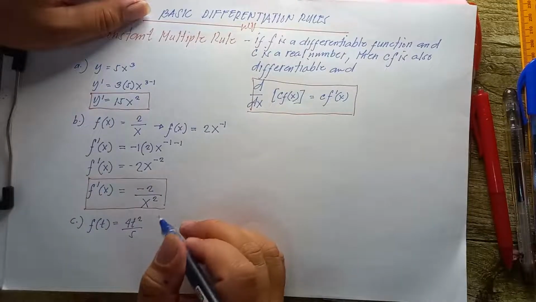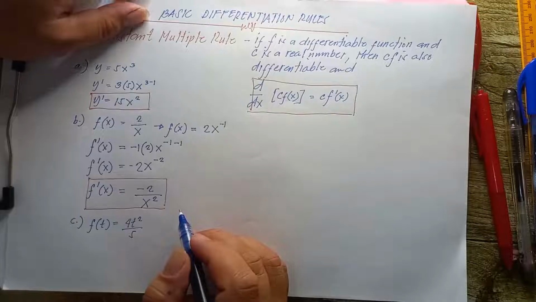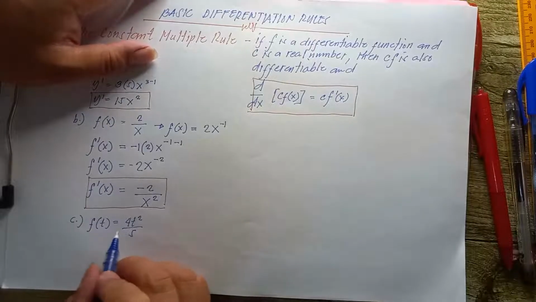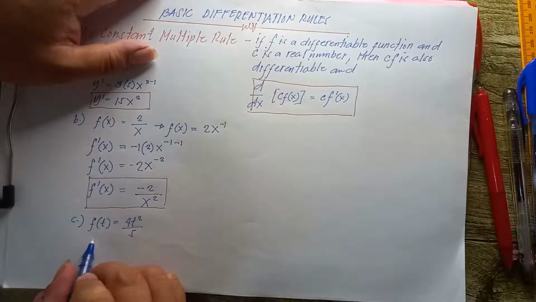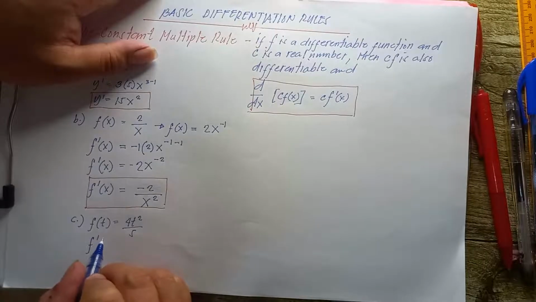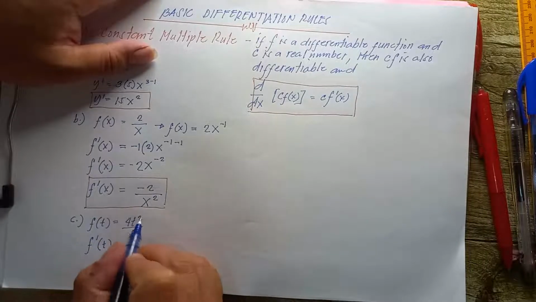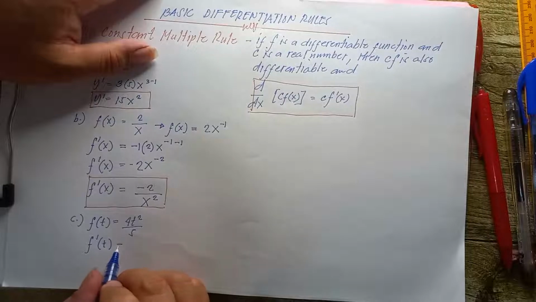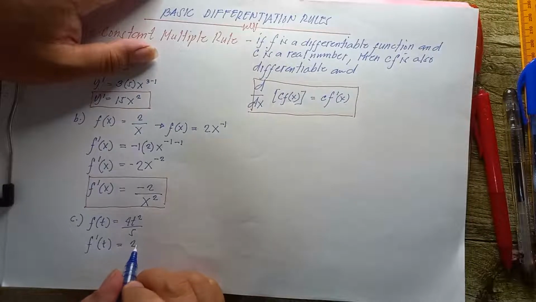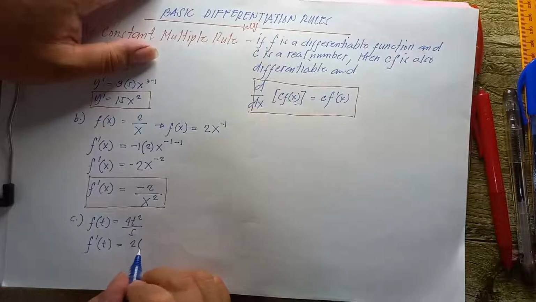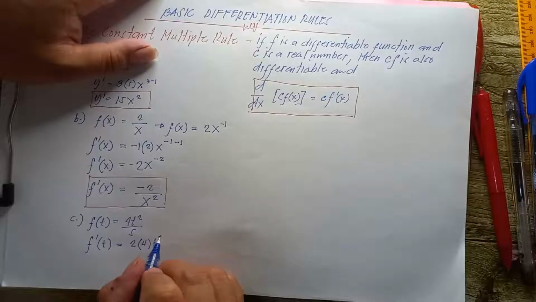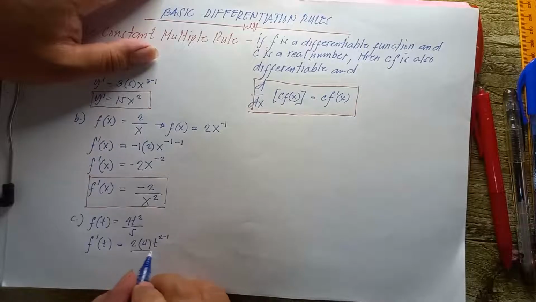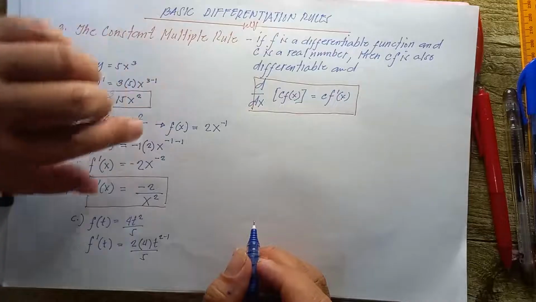Notice that when we have this one, we can have f prime of t. This one, we will bring it down. That is the same as 2 multiplied by 4t raised to 2 minus 1, of course over 5.